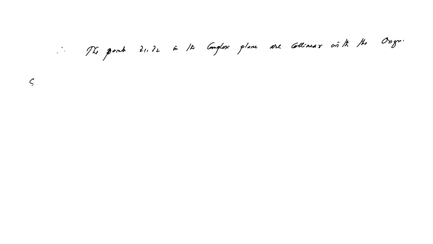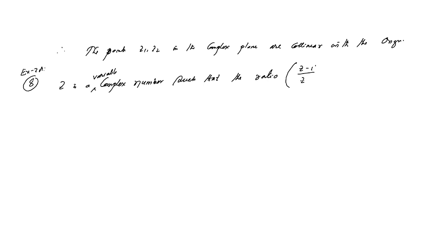Now we'll move to the next important question, exercise 2a, question number 8. What is the question? Z is a variable complex number such that the ratio (Z minus i) by (Z plus 1) is purely imaginary.